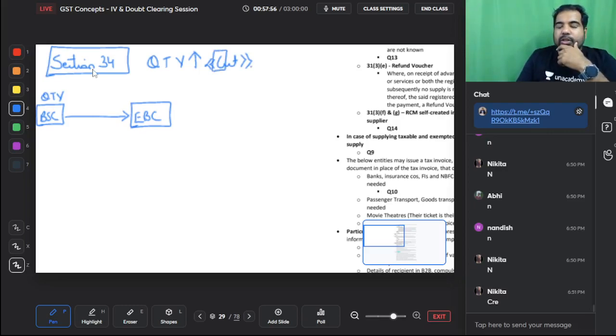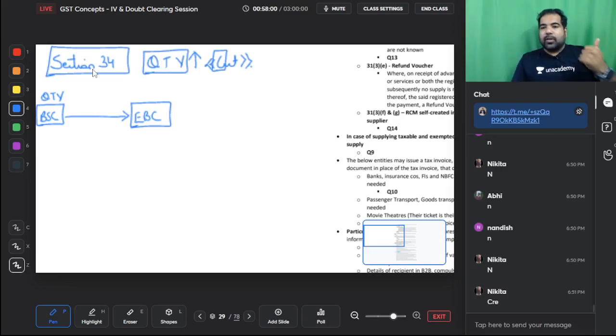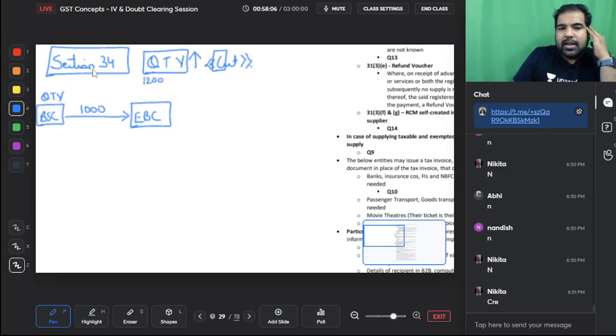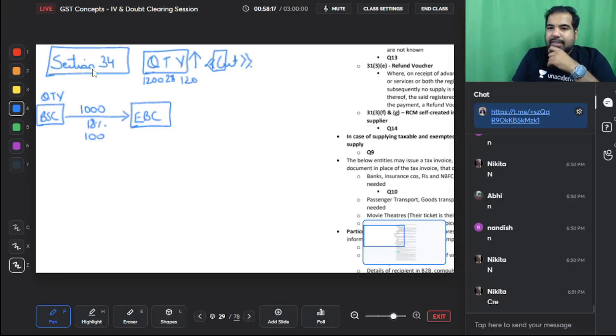Excellent. So what is the shortcut? The shortcut is QTV. Quantity is high. Actual supply is only 1000, but in the invoice it is given as 1200. Actual tax is only 18%, in the invoice it's given as 28%. Actual value is only 100 rupees, in the invoice it is given as 120 rupees. So if any of this happens, the QTV is high, you have to cut it. Cut means credit note.